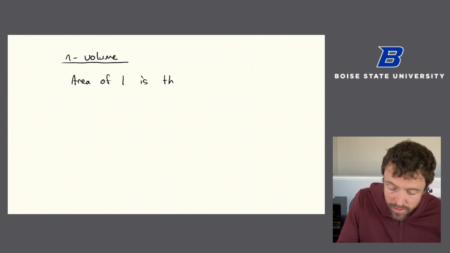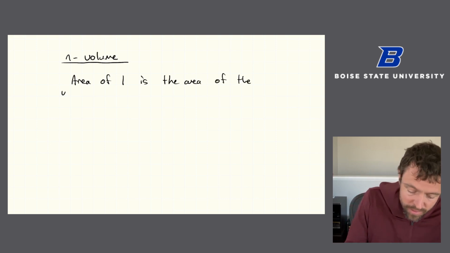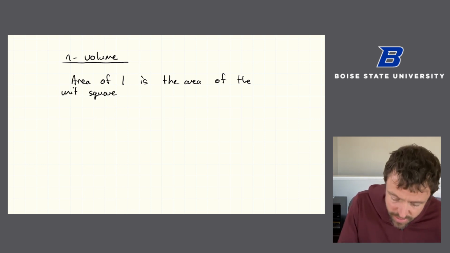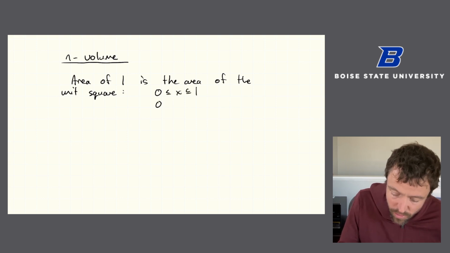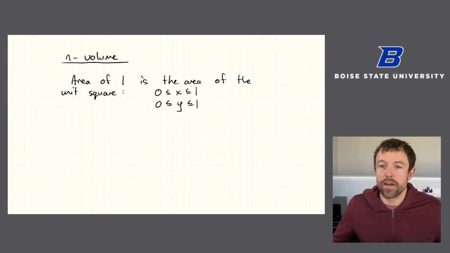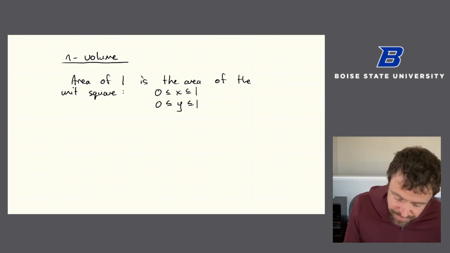so that's 2-dimensional, is the area of the unit square. And the unit square is just all the points with x and y between 0 and 1. And once you decide that that's the area of the unit square, all other areas are essentially forced if you want area to have nice properties.